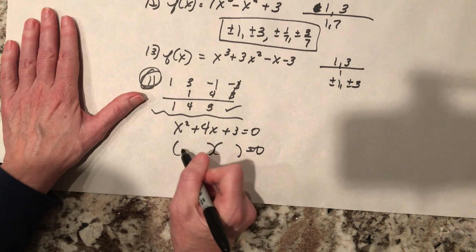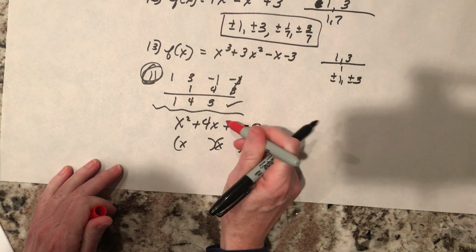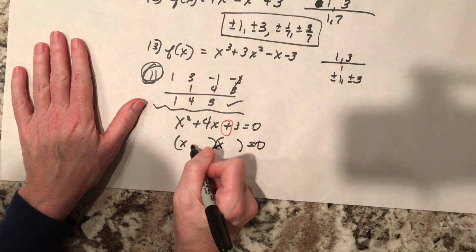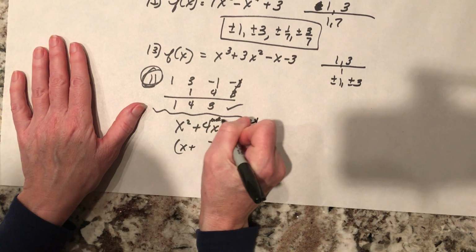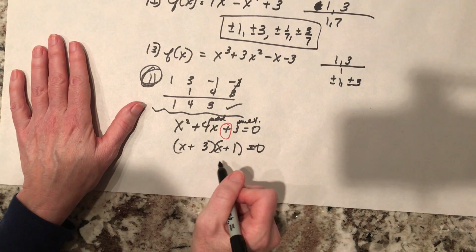So let's see what we got. Let's put x's in the first spots. You see you got that positive sign there, so the signs need to match, and they'll both need to be positive. What two numbers multiply to give you 3 that add together to give you 4? It's 3 and 1. And so there are our other two zeros.